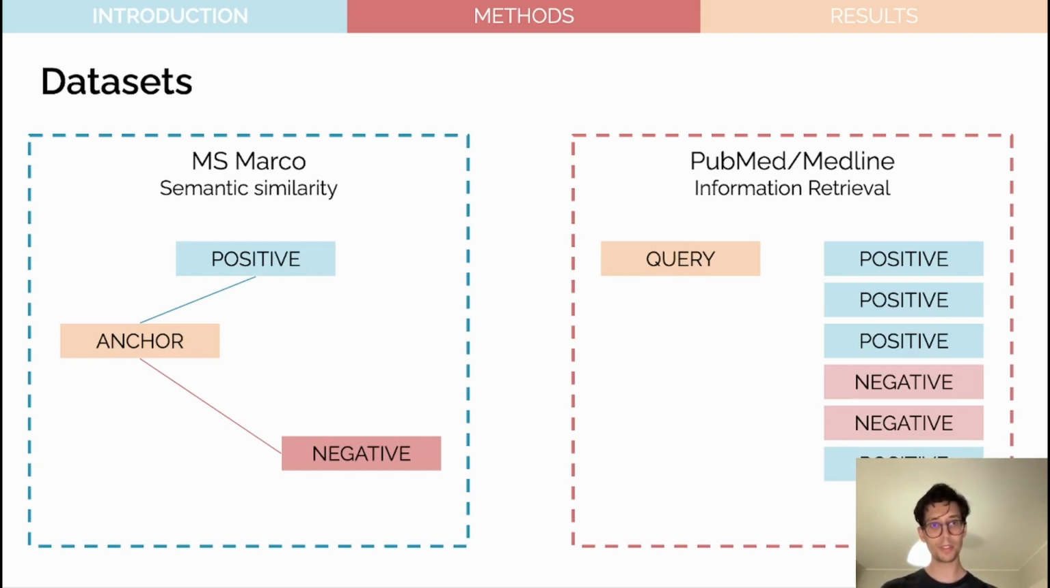Our PubMed dataset consists of 60,000 publications that can be either relevant or irrelevant to a specific query, one of 70. So our task here is information retrieval, and I will say more about it in a little while.